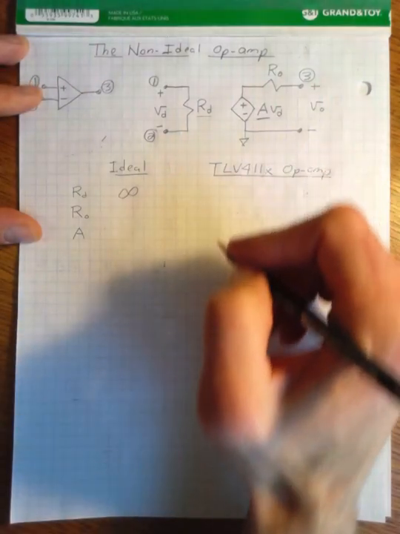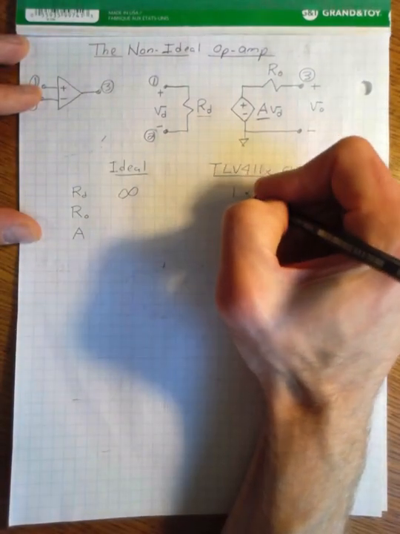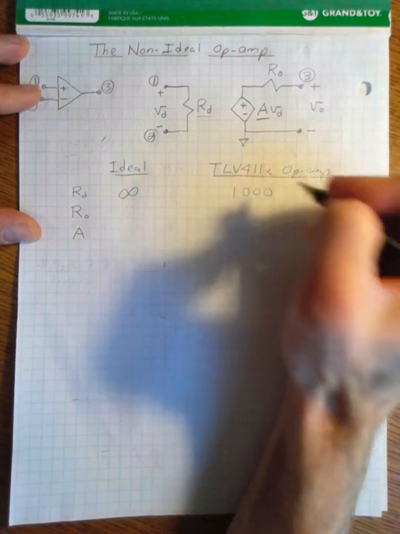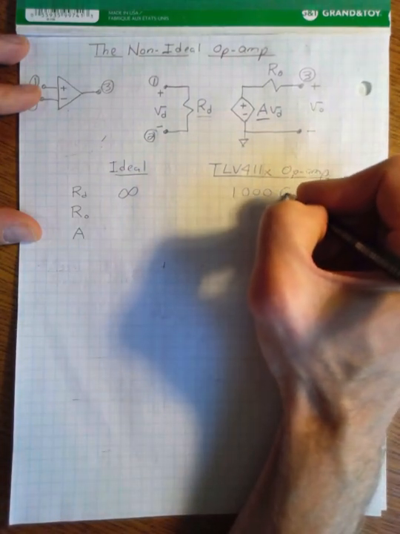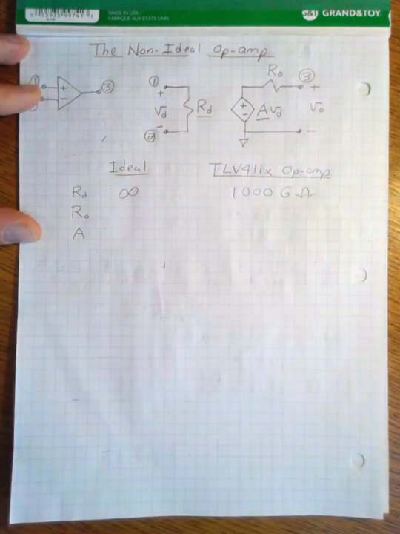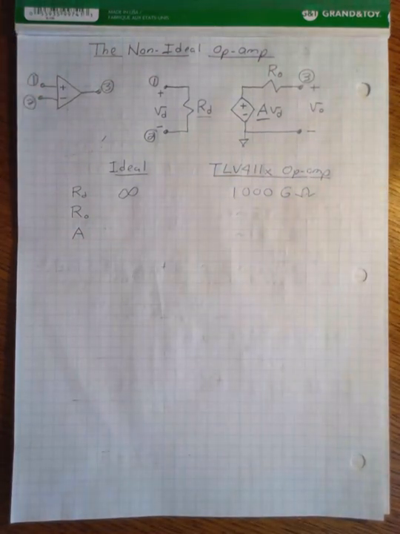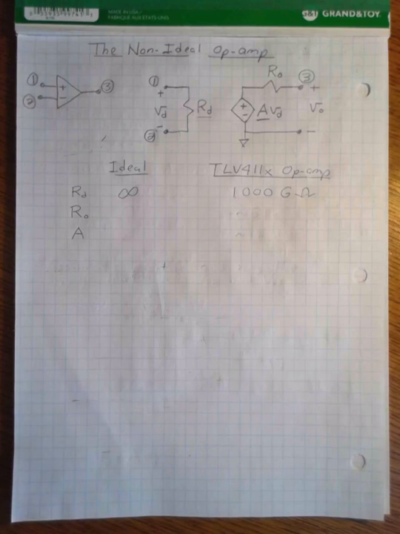And so, is that true in practice? Well, if you look at the TLV411 datasheet, this differential resistance has a value of 1,000 gigaohms. So yeah, it is really pretty big. And for most practical circuits, we can assume that it's infinite.